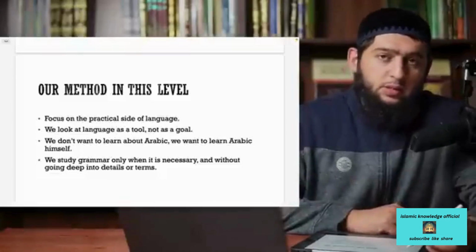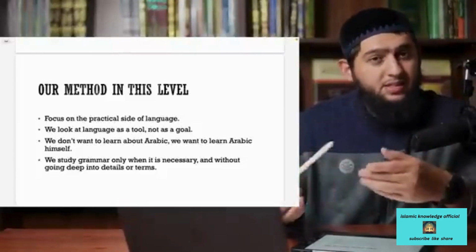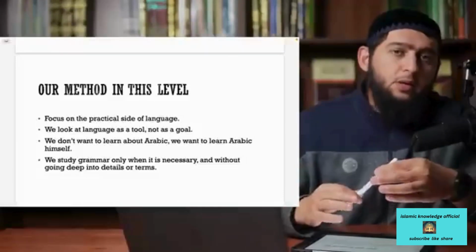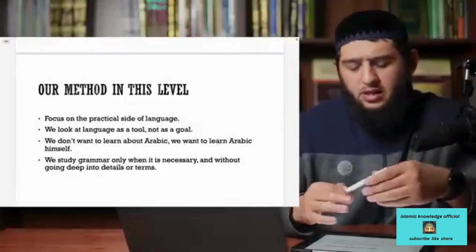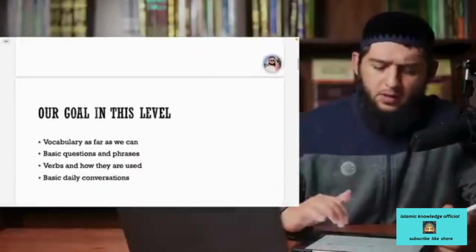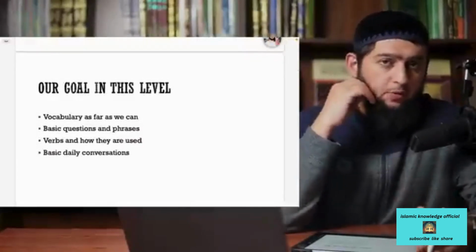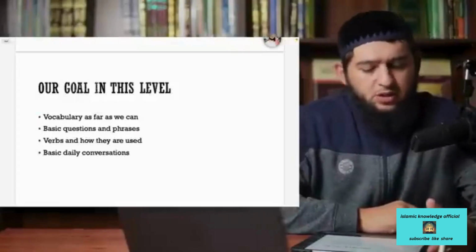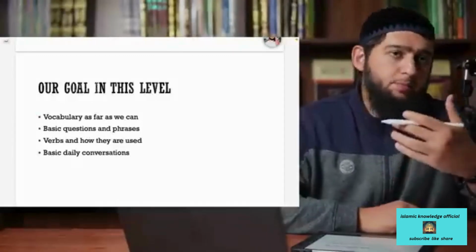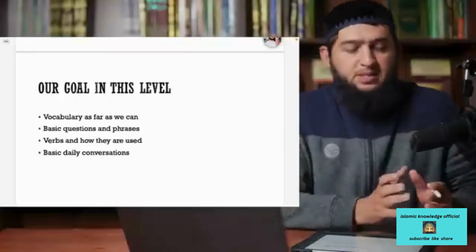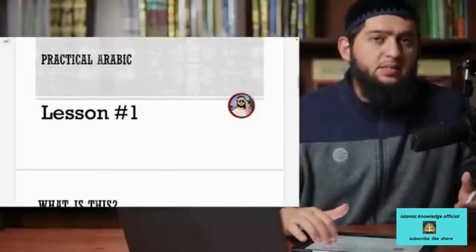And also, we don't want to learn about Arabic. We want to learn Arabic itself, just as I said, the practical side. And we study grammar only when it's necessary, without going deep into terms and details. What is our goal in this level? This is an elementary level, so our goal is vocabulary as far as we can, basic questions and phrases, verbs and how they are used in past, present and future tenses, and basic daily conversations. Okay, let's start. Lesson number 1.